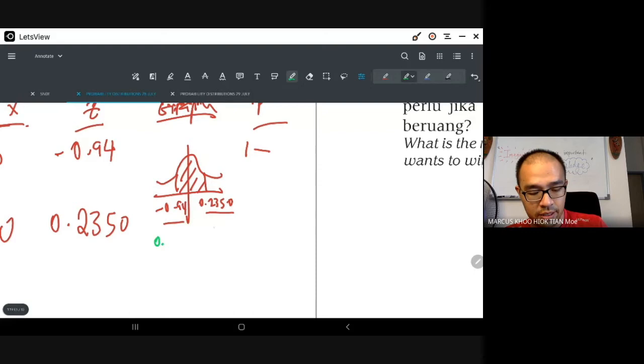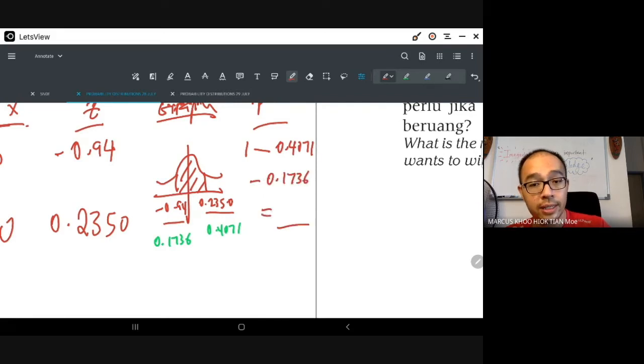0.4071, yeah, 0.4071 is the probability. It is 0.1736. Okay, so your answer will be 1 minus 0.4071 minus 0.1736, and you get the final answer. Okay, but having found the probability, that's not what the question wants.